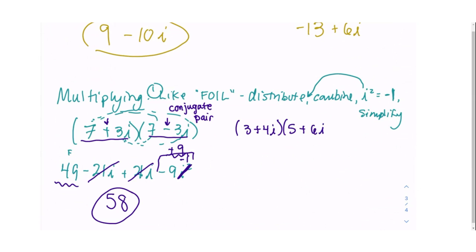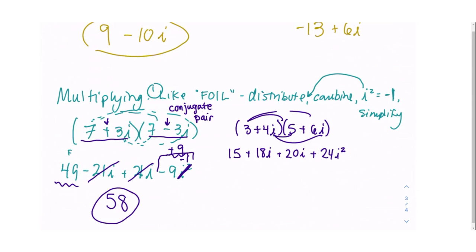Anyway, coming back to the next problem, we have 3 plus 4i multiplied by 5 plus 6i. Same thing. FOIL. So 3 multiplied by 5 is 15. 3 multiplied by 6i is 18i. 4i multiplied by 5 is 20i. And then 4 multiplied by 6 is 24. I multiplied by i is i squared.